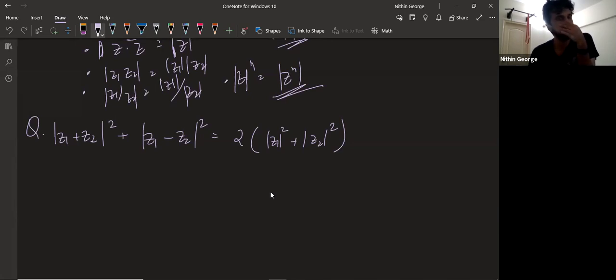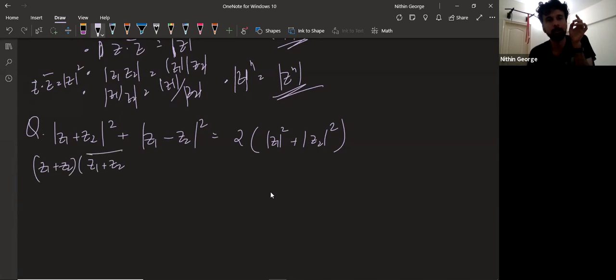So we know that z into z bar is mod z square. We can use that here. So that becomes z1 plus z2 into z1 plus z2 the whole bar, plus z1 minus z2 into z1 minus z2 the whole bar. Now we'll expand this.